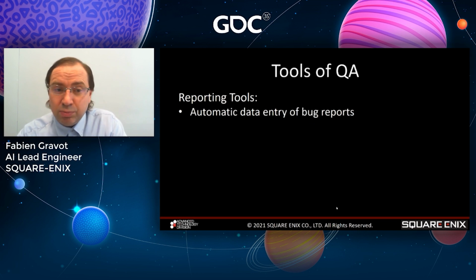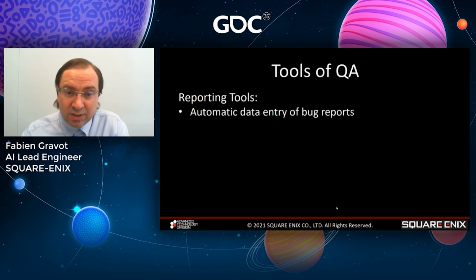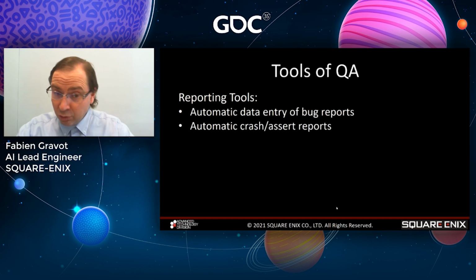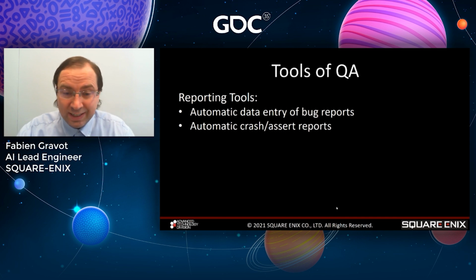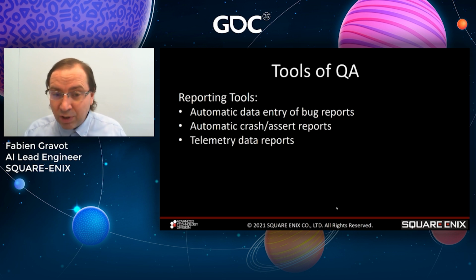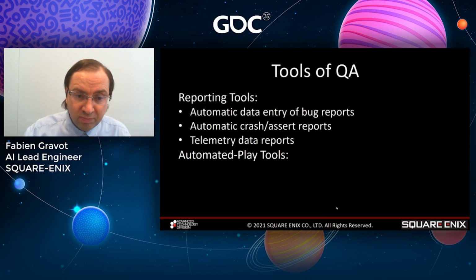What can we do to improve that? We can improve reporting tools. There are some great GDC talks about that. We can fill a part of the bug report automatically. We can completely automatically report crashes and assets, for example. We can add telemetry to the game so we can gather data and evaluate the quality of it.